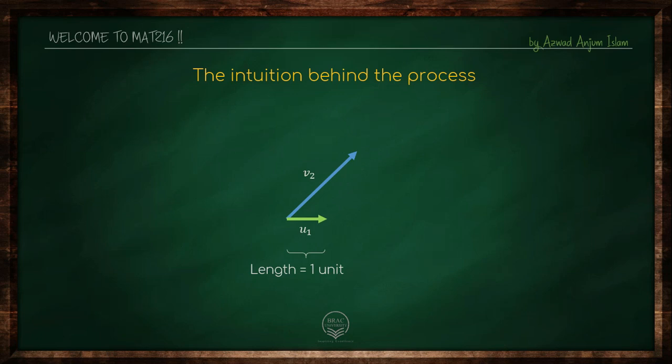Now let's look at the second vector here. The second vector here is V2, which has a problem. This is not the only vector in the basis. We have U1 already. We have established U1. And the problem is, this vector is not at 90 degrees with U1, which is problematic because we don't want that. Now, how to solve it?